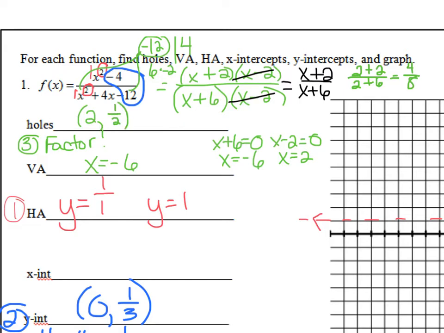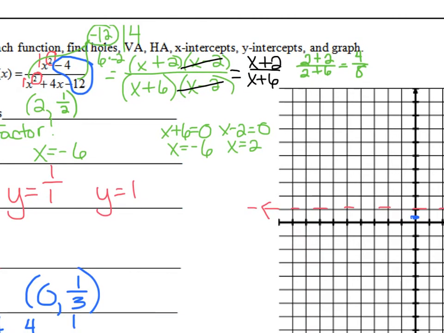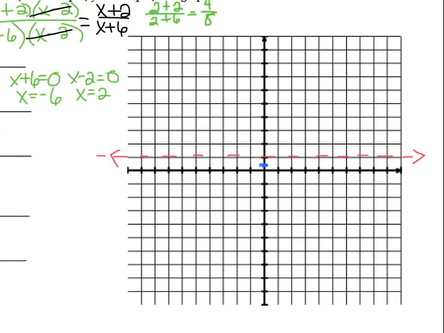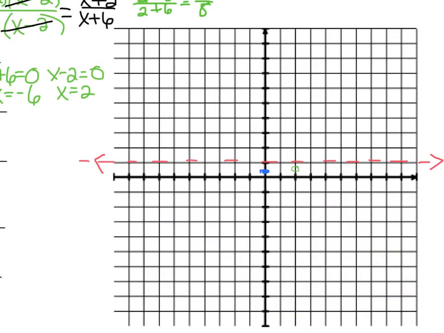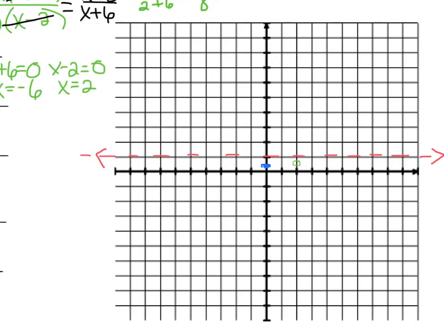So now, let's graph those two parts. The hole is at 2 and 1/2. So that means to the right 2 and up just a little bit past that 1/2. Now remember, a hole, while it's an ordered pair, is not an actual dot because it's a hole. So we draw an open circle. And now my VA is x equals -6. So that's a vertical asymptote, so a vertical line.